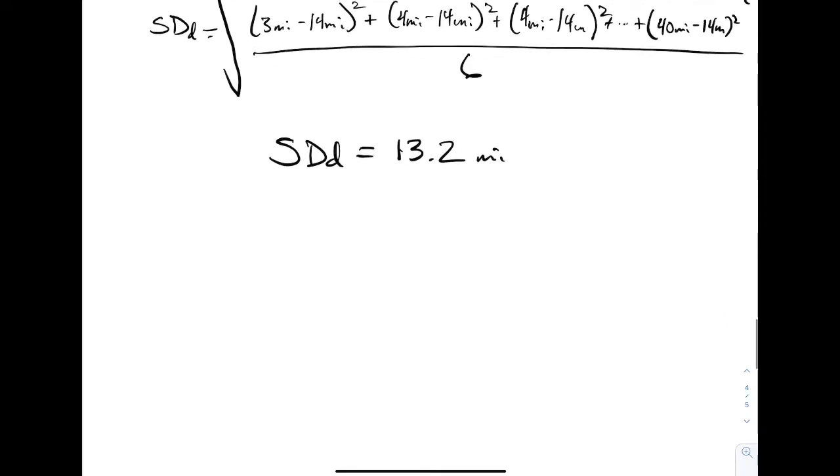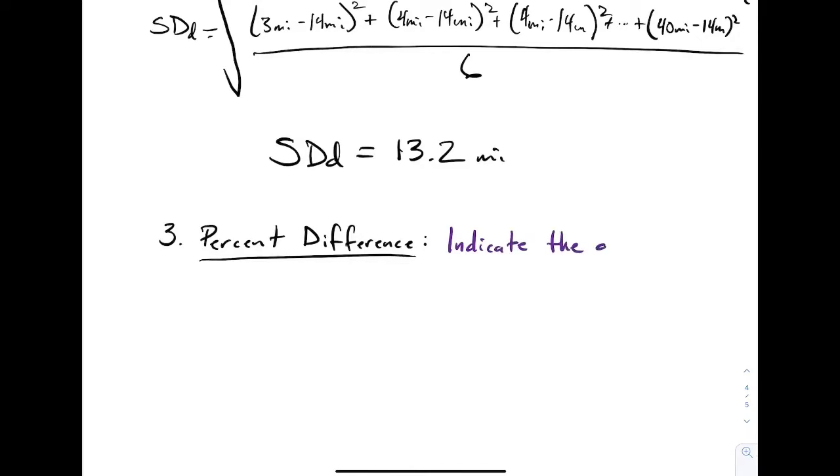Okay, our next calculation would be the percent difference. Because I can't talk as much with you, I'm just going to add a little note in here for percent difference. Percent difference always indicates the accuracy of something. So percent difference will indicate the accuracy of an experimental value.